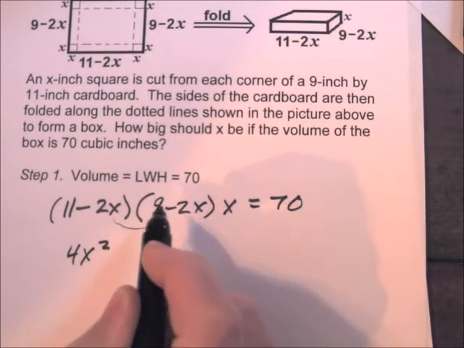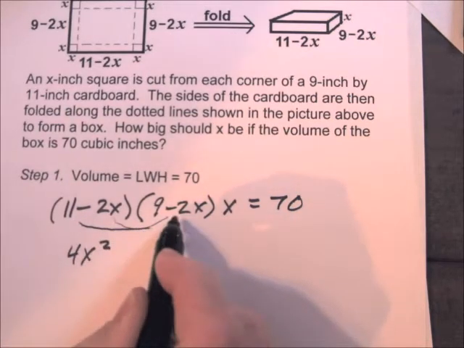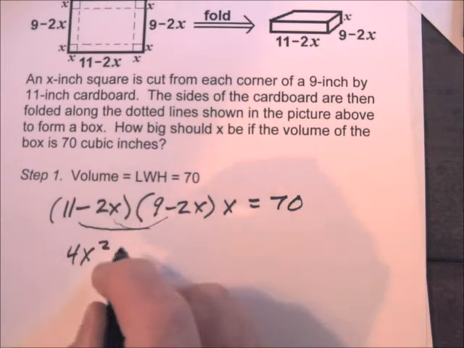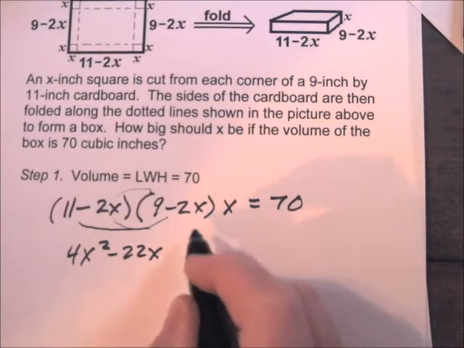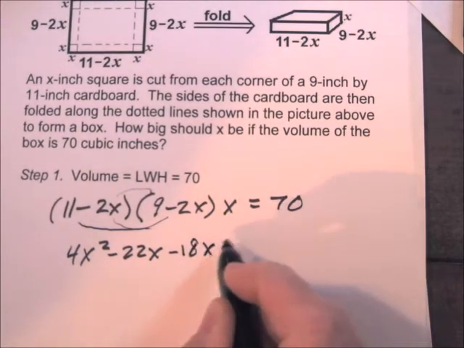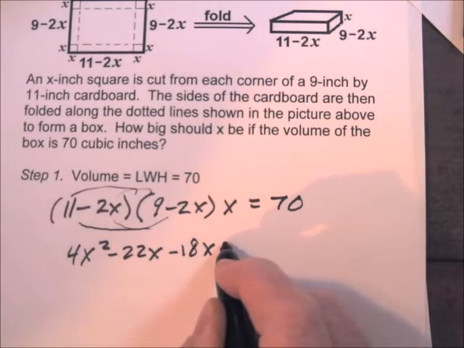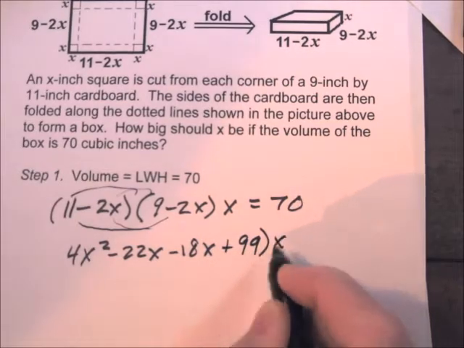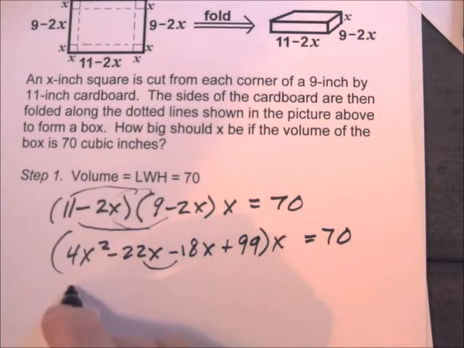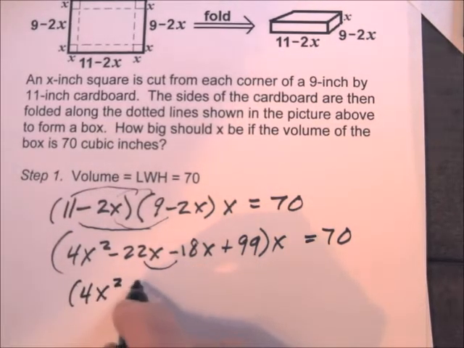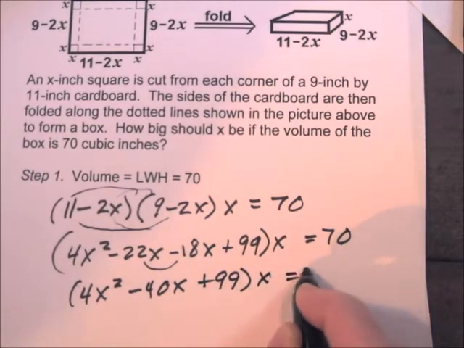And then the outer product, negative 2x times 11 is negative 22x. The inner product, negative 2x times 9 is negative 18x. And then first times first, 11 times 9 is 99. Okay, so we can combine these two terms. We'll have 4x squared minus 40x plus 99, that whole quantity times x equals 70.